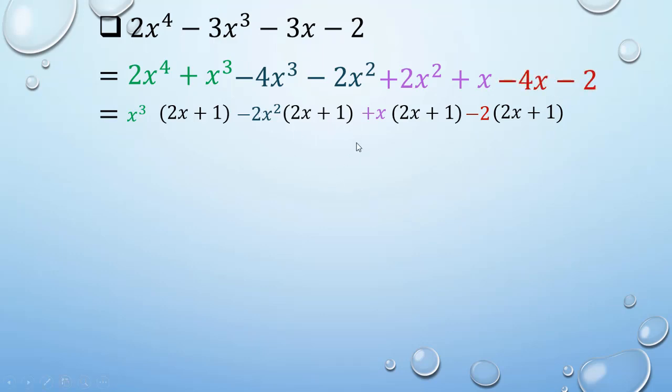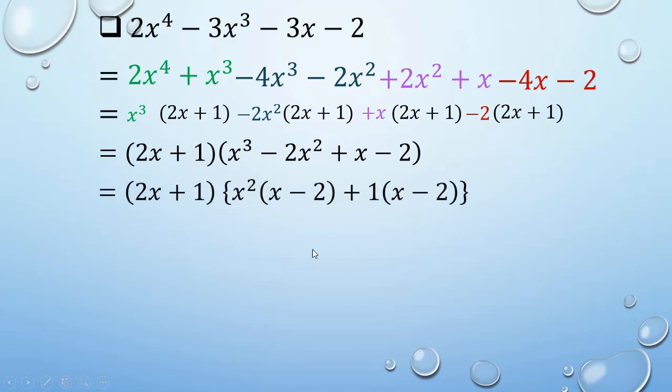Okay, now take 2x plus 1 common. We have another polynomial, we need to factorize it. Just take x square common from these two terms and 1 from these two terms. Alright, now we can take common x minus 2, and we just factorized 2x to the power 4 minus 3x cube minus 3x minus 2. I hope you all understood this.